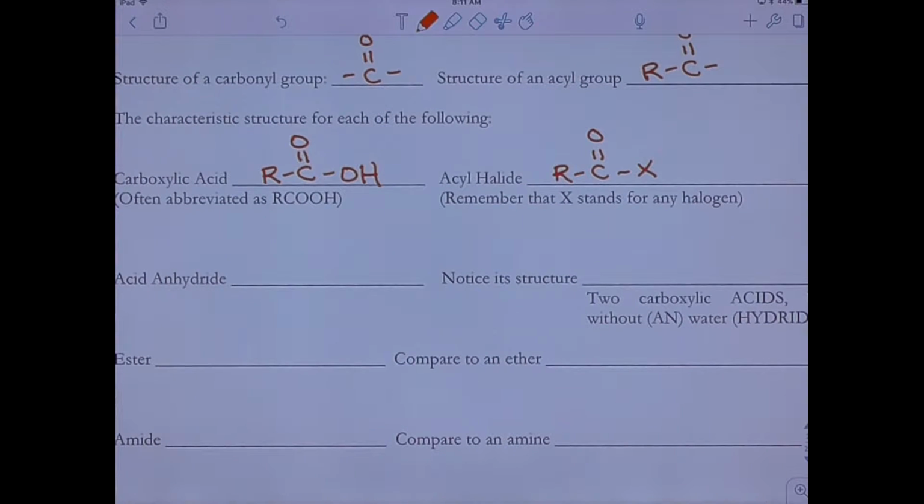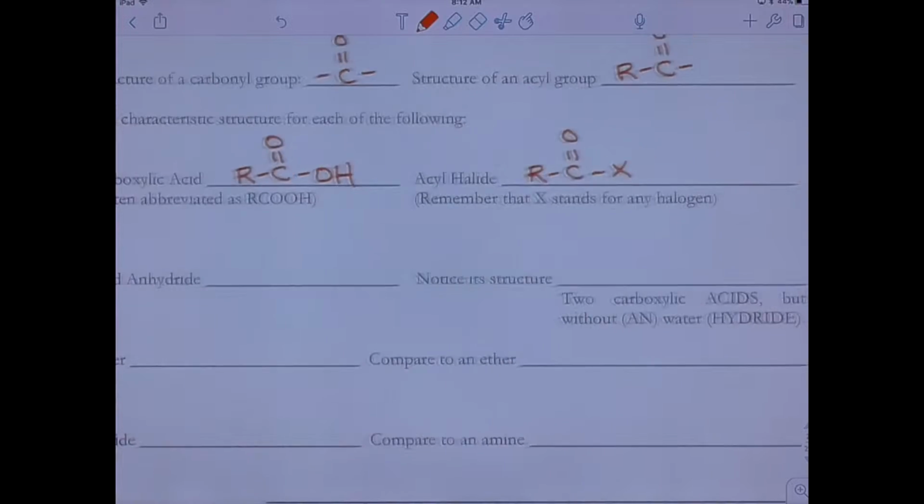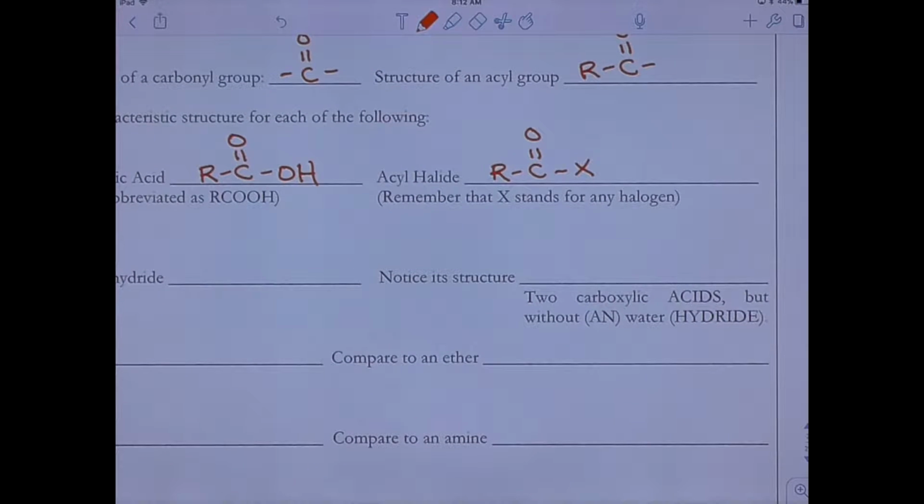Okay, then we also have acid anhydride. So an is without, hydride is without water. On the right-hand side, I'm going to show you kind of how that name is derived, and then on the left-hand side, I'll show you what the structure actually looks like.